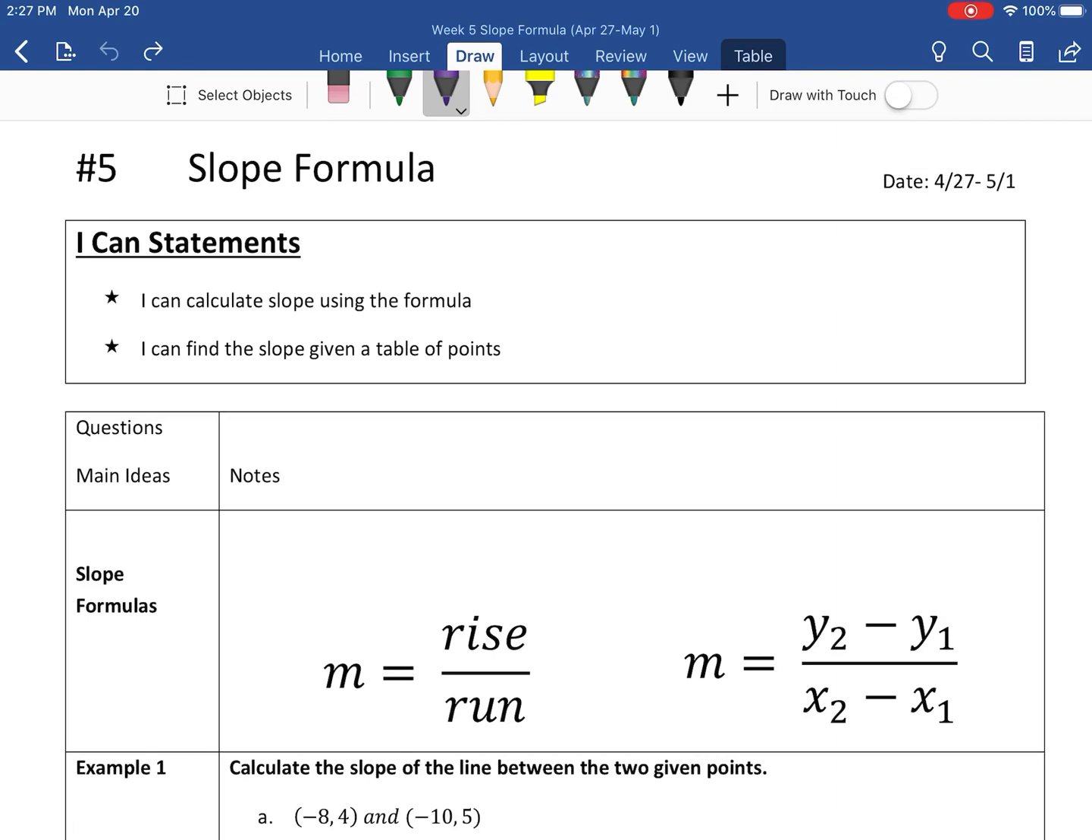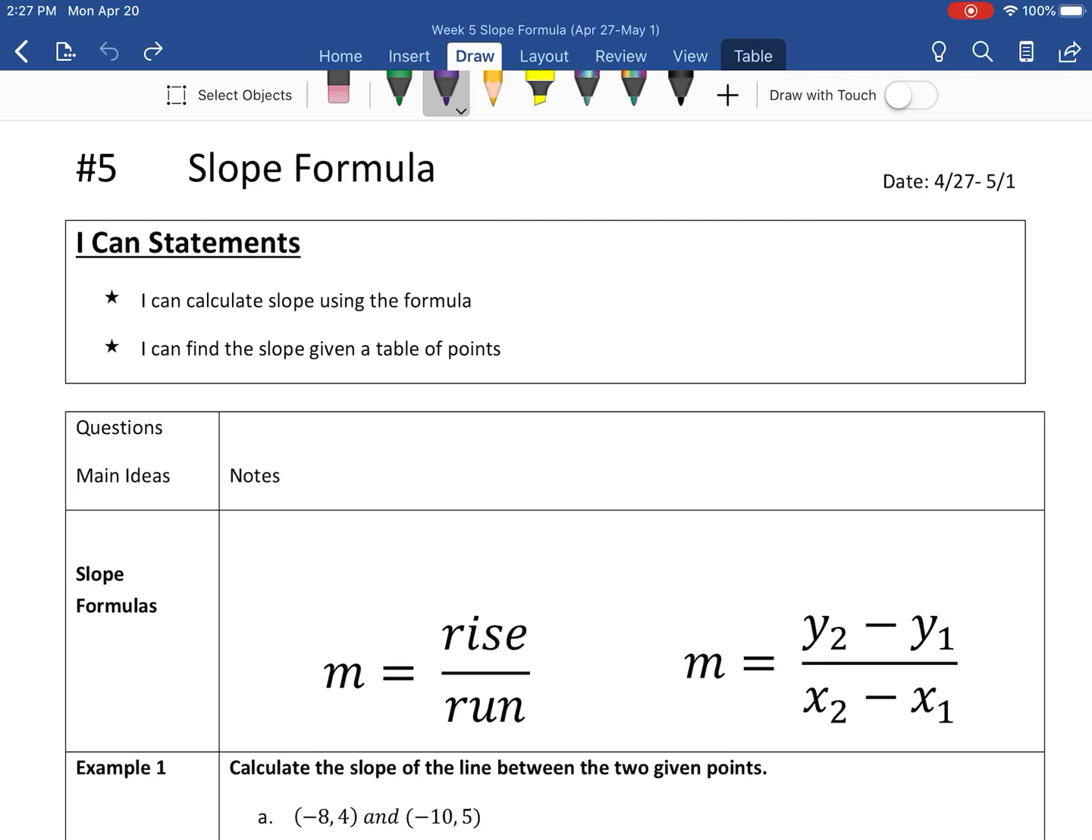We are going to talk about the slope formula. So we already know what slope is. It's that rise over run. In other words, it's the slope of our line. It's basically how gradual or how steep our line is.